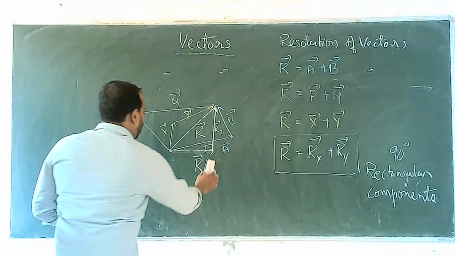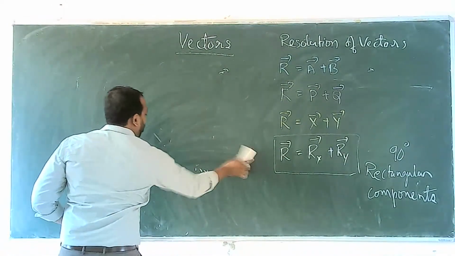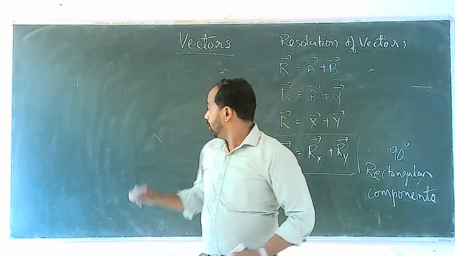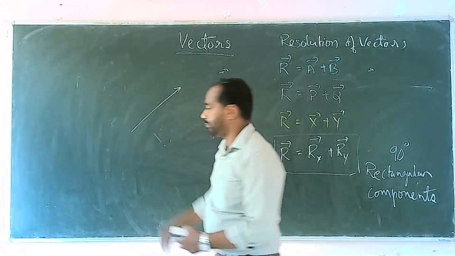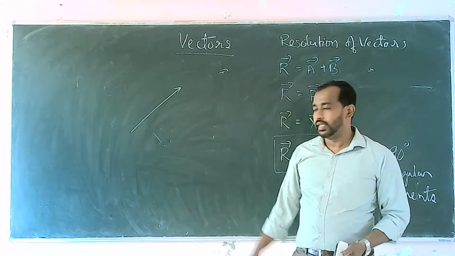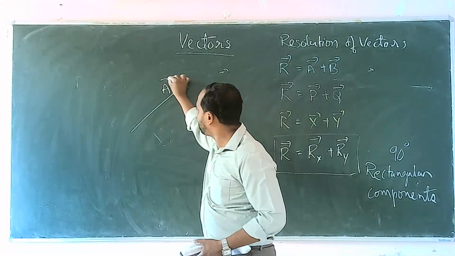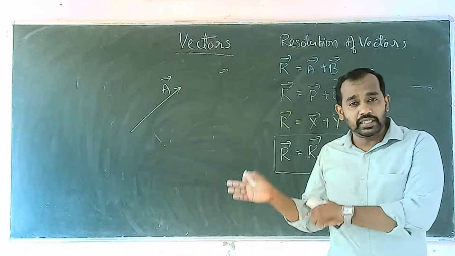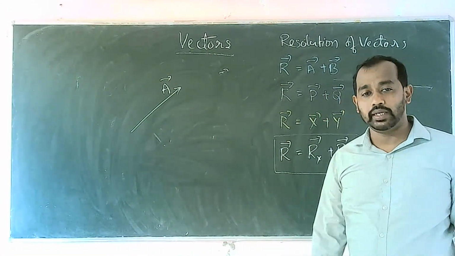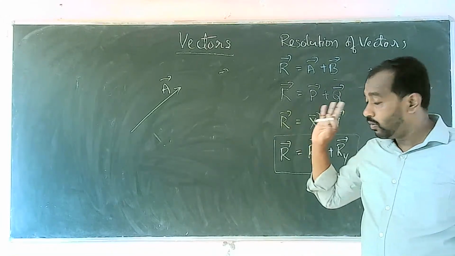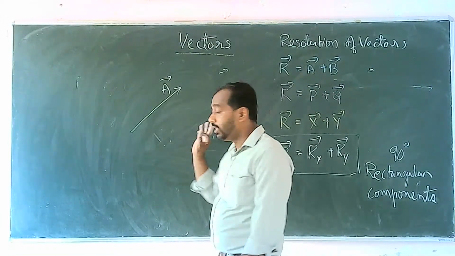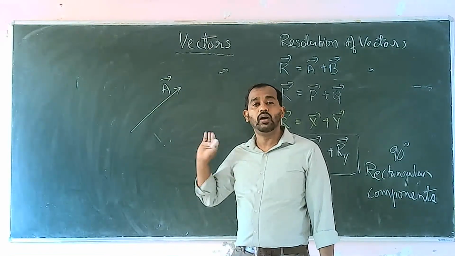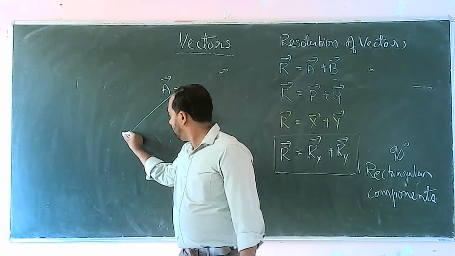Now I will run this, and we are only going to concentrate on the rectangular components. This is a vector. Let us represent it as a vector A. Now we need to resolve this, that means split this vector into two rectangular components. How do we do that? First, we are going to consider the component of this vector along the x-axis.